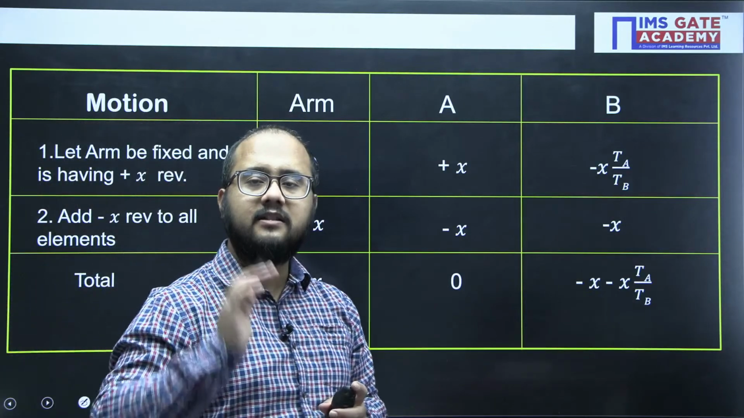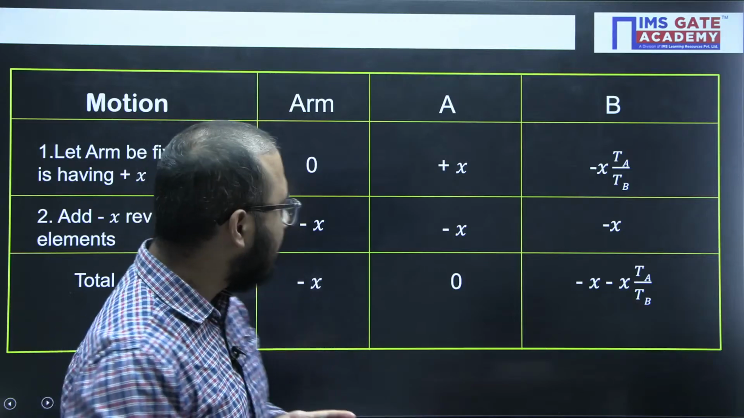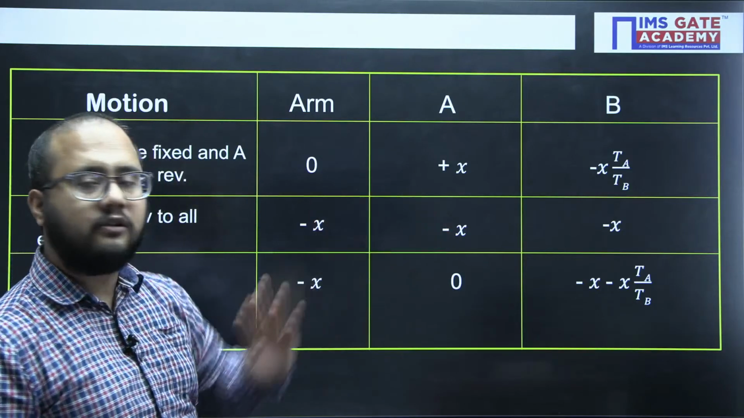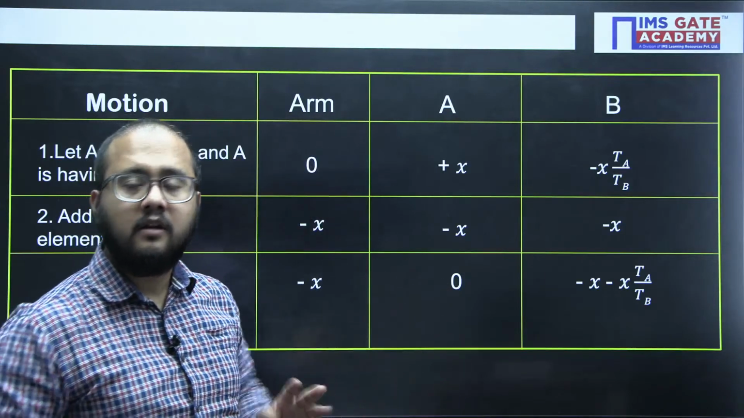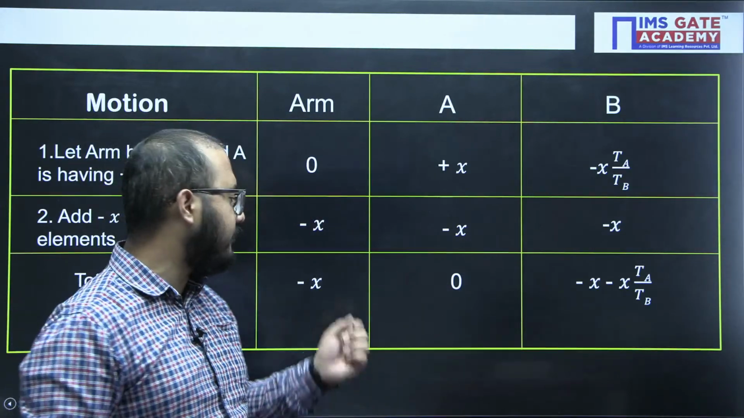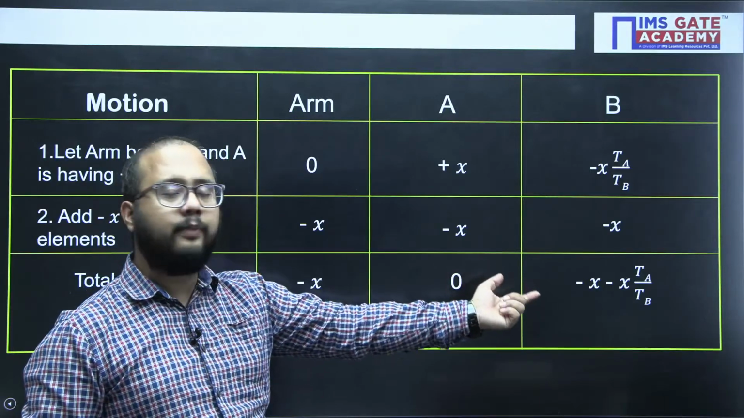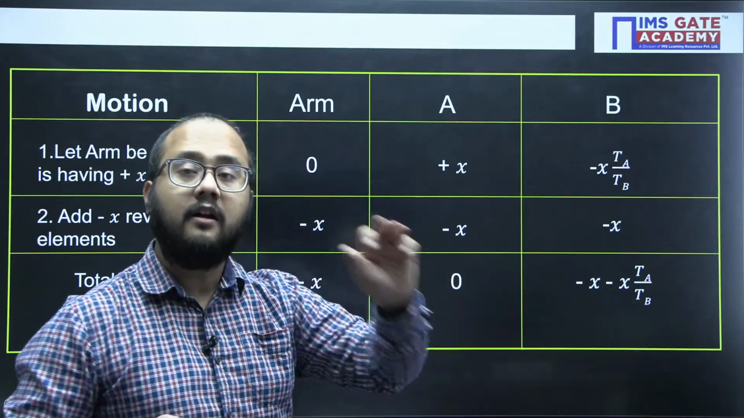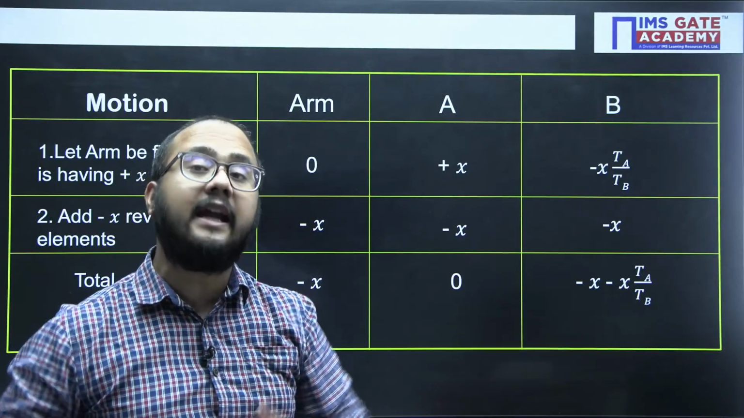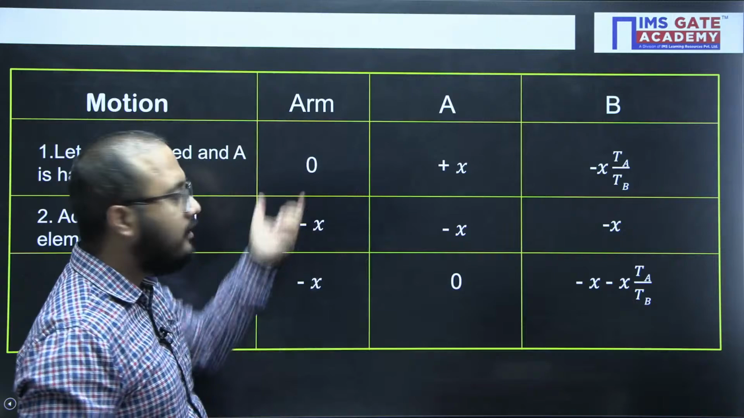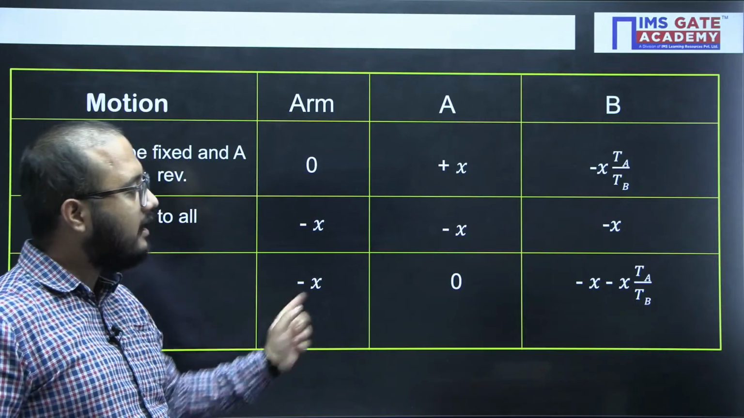Relationship we got for all the elements. Now based on the value of x, I can tell the value of B easily. No need to do any other calculation. With the help of minus x, I can tell the value of B directly, because I've solved the speed of rotation of gear B in terms of the speed of rotation of the arm. That relation I've established here.